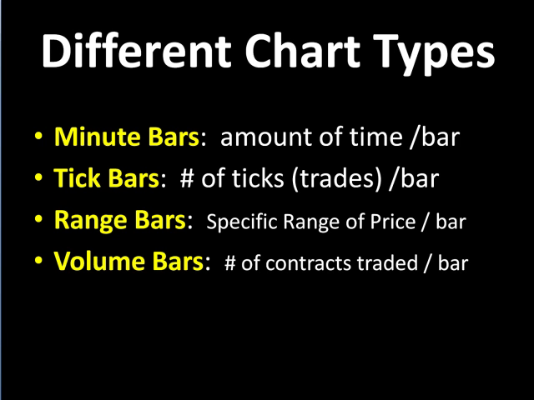If we were looking at a 4 range chart of the S&P, it ticks in quarter point increments. Therefore, a 4 range chart would mean that each bar equals 1 S&P point, or 1 E-mini S&P point. And then the last one is volume bars. Pretty simple. This is the total number of contracts traded per bar. So a 1,000 volume bar would mean 1,000 trades were made to close out that bar. So only one of the four actually uses time as one of its variables. Tick bars do not, range bars do not, and neither do volume bars.